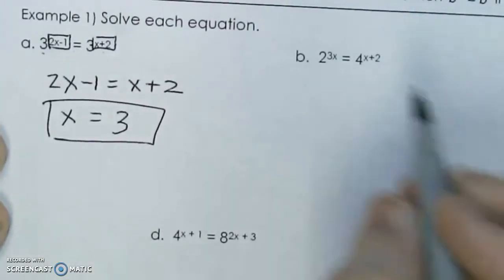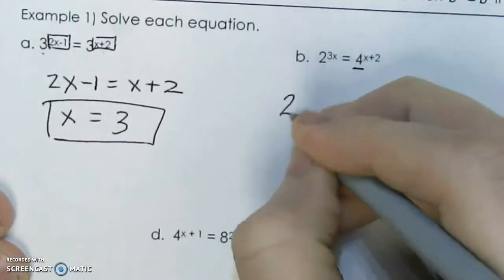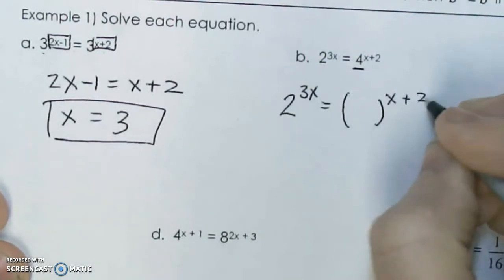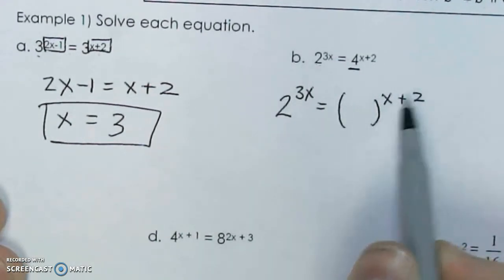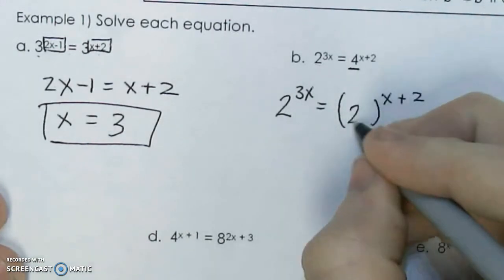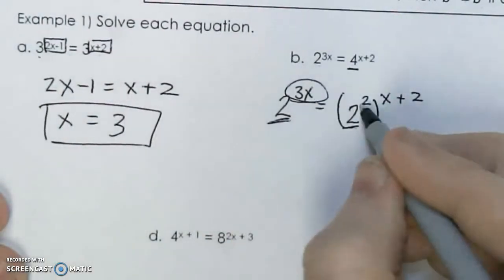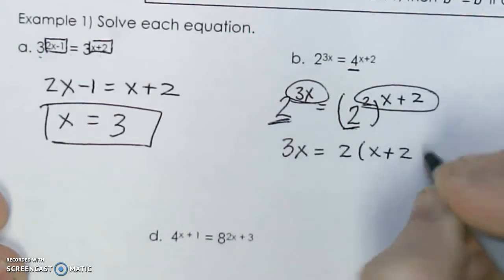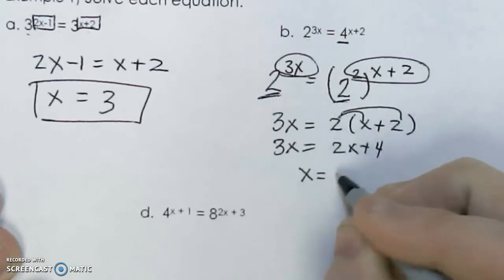Let's look at B. The bases are not the same. So we're going to have to change 4 so that it looks the same. So I can change 4 into a base of 2. So I'm rewriting the equation, except 4 I'm going to change. The exponent is still the same. So 4 I'm going to change into 2 squared. And now my bases are the same. So now I can set my exponents equal. So I've got 3x equals, and then 2 needs to be distributed onto the x plus 2. So I've got 3x equals 2x plus 4. Subtract 2x to the other side, and you get x equals 4.